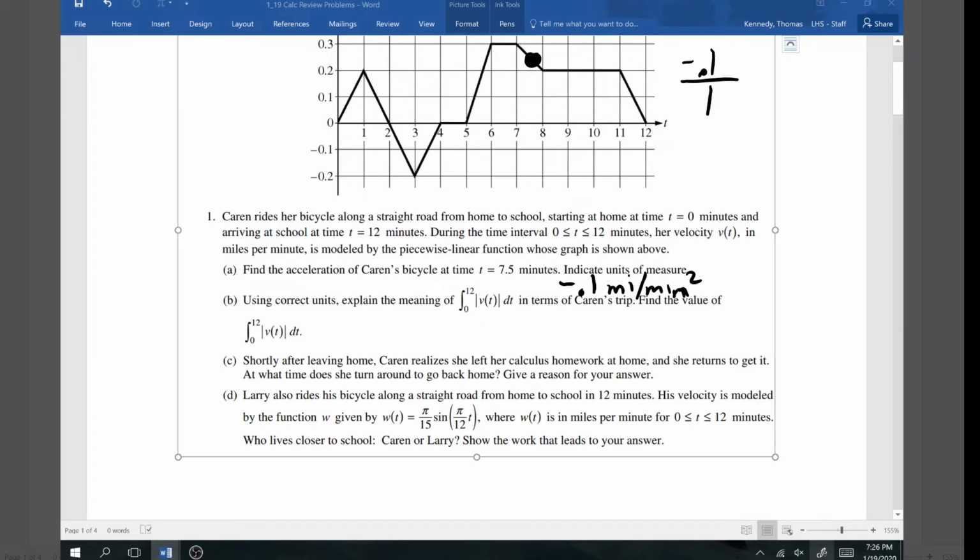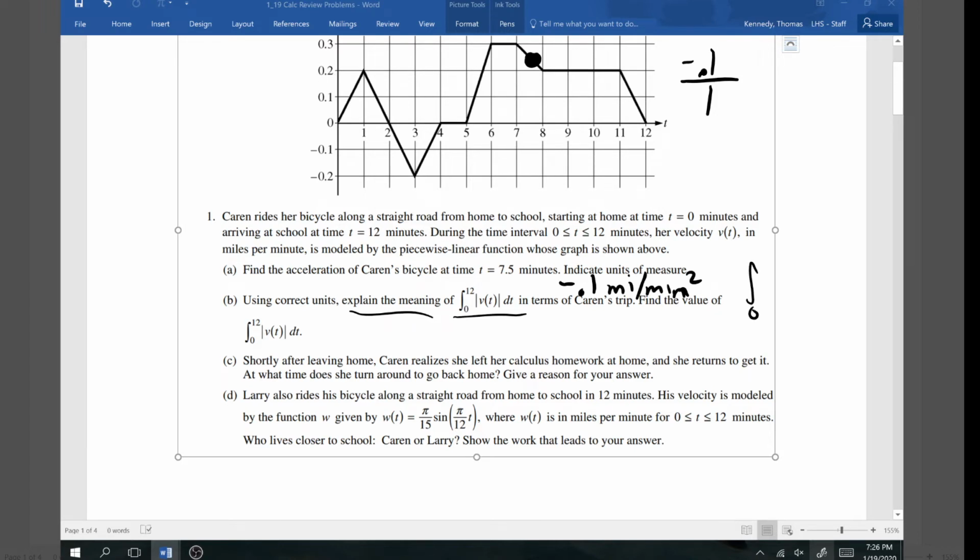Okay, our next one. It says, using correct units, explain the meaning of the integral in terms of Karen's trip. Find the value of that integral. So the absolute value of velocity is speed. And so the integral of speed is going to give you the total distance traveled. This is different than how far you are from where you started, which is what the integral of velocity is.